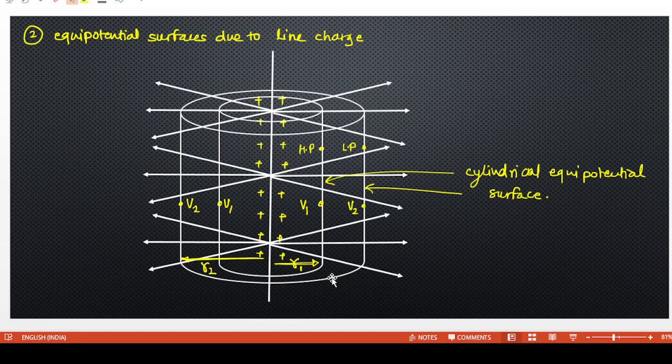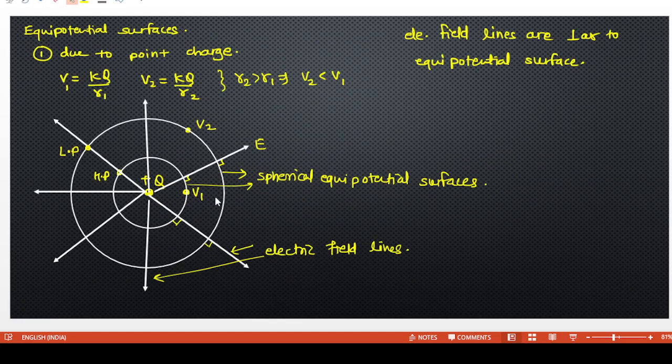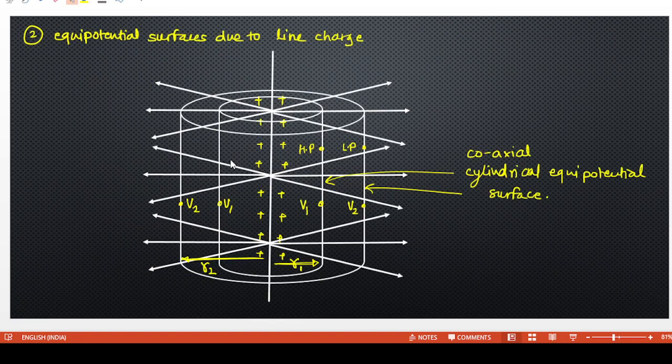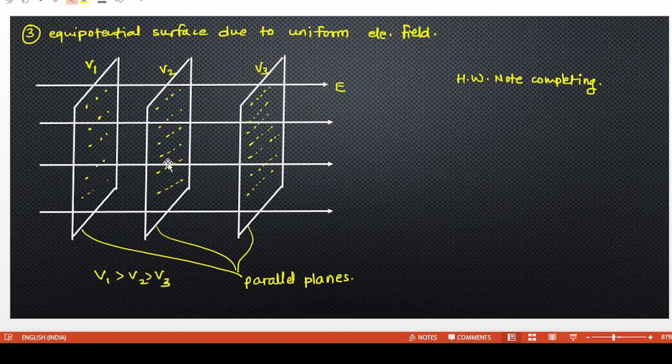Before that, we learned equipotential surfaces due to a line charge. These are going to be coaxial cylindrical surfaces. You can call them coaxial, because all of them are going to have the same axis. And you can call these spheres concentric spherical equipotential surfaces. All these spheres are going to have the same center. These cylinders are going to have the same axis, and these planes are going to be parallel to each other.